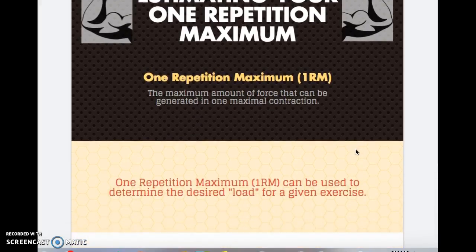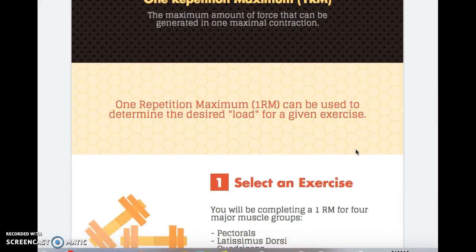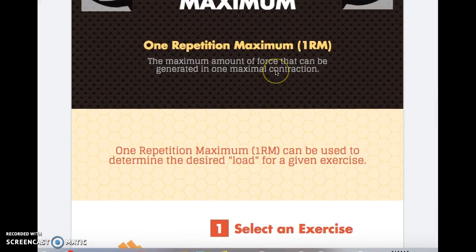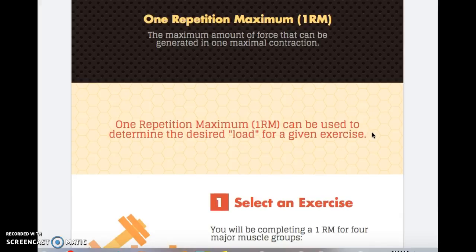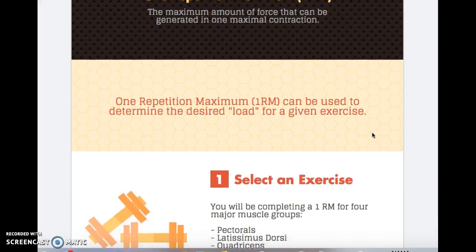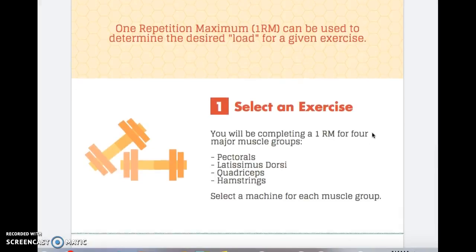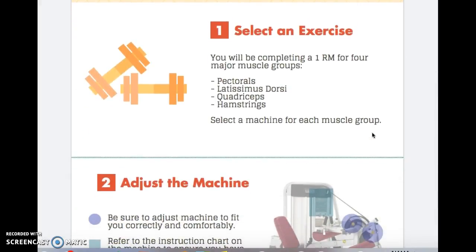As I go through the project, I give a definition of what a one repetition max is. Students will be working on establishing an estimated one repetition max, so they need to understand what a one rep max is and what they could do with that information. Then the project is broken down into steps. The first is how to select an exercise. Students would be using 4 different major muscle groups to work through this lesson.